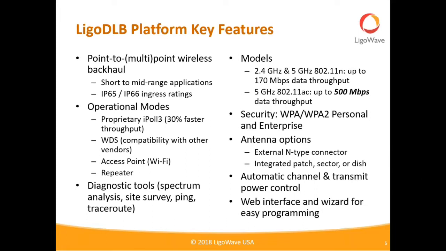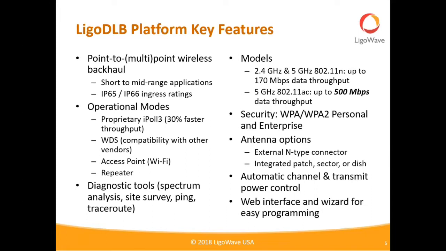We have 2.4 gigahertz and 5 gigahertz models that are based on the 802.11n standard. These are older products. And with the iPole, those can get up to 170 megabits per second data throughput. Compare that to a standard WDS link where that number would normally be maybe about 80 to 90 would be about the peak that you could get under ideal conditions for an 802.11n product.